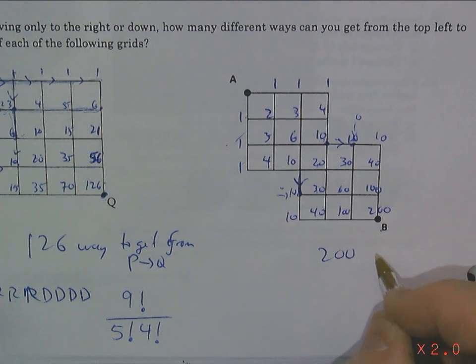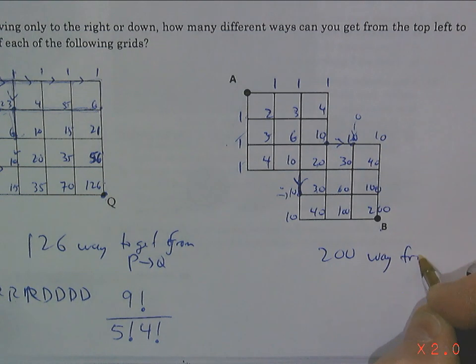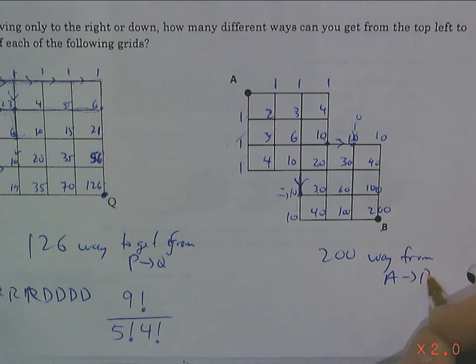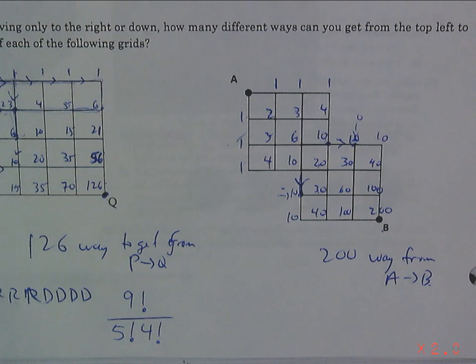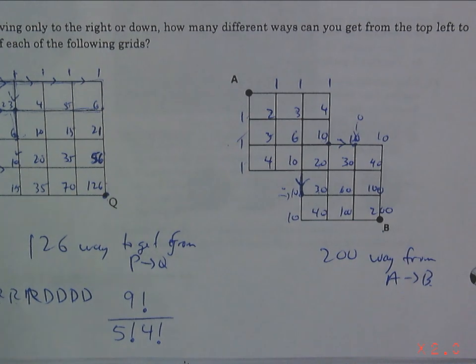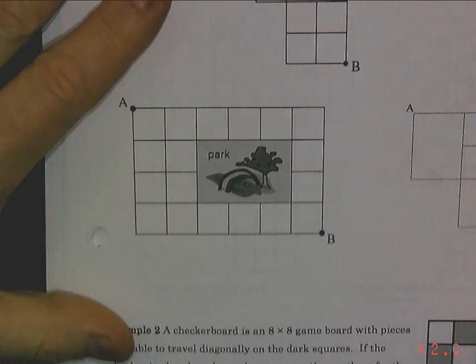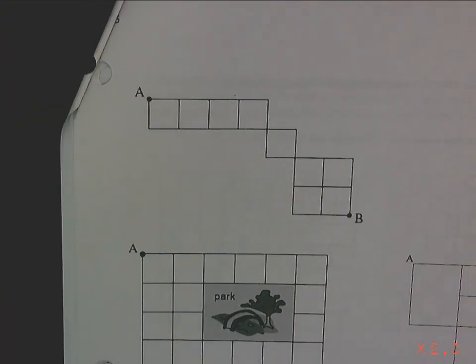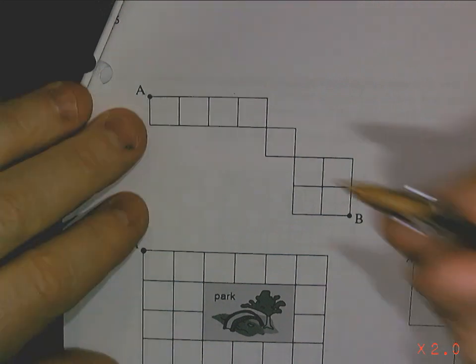There are 200 ways from A to B. And that's the best way to do these questions. That's how you do it. So, let's do the next guy. Next page, skinny little map. Again, I don't want to drive all those routes, but I'll do it myself.